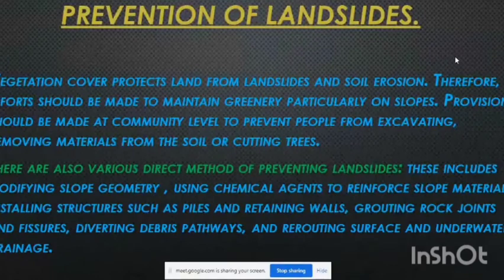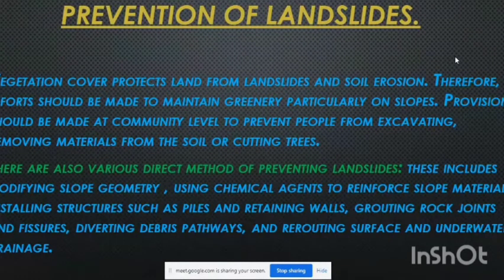There are also various direct methods of preventing landslide. These include modifying slope geometry, using chemical agents to reinforce slope material, installing structures such as piles and retaining walls, grouting rock joints and fissures, diverting debris path, and rerouting surface and underground drainage.